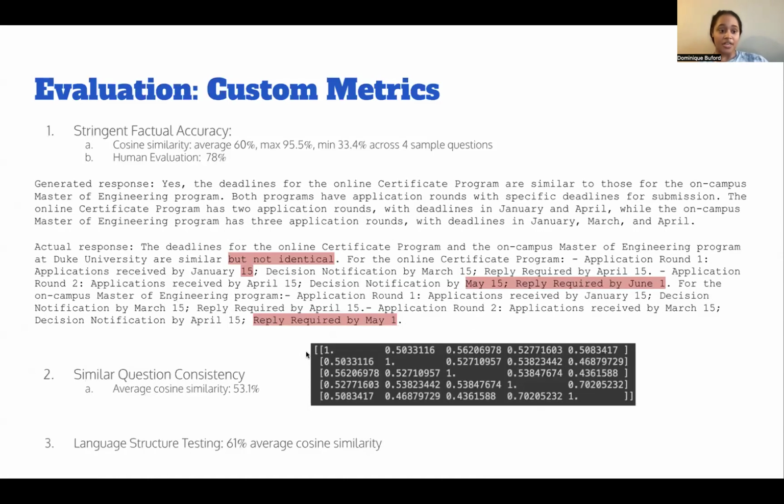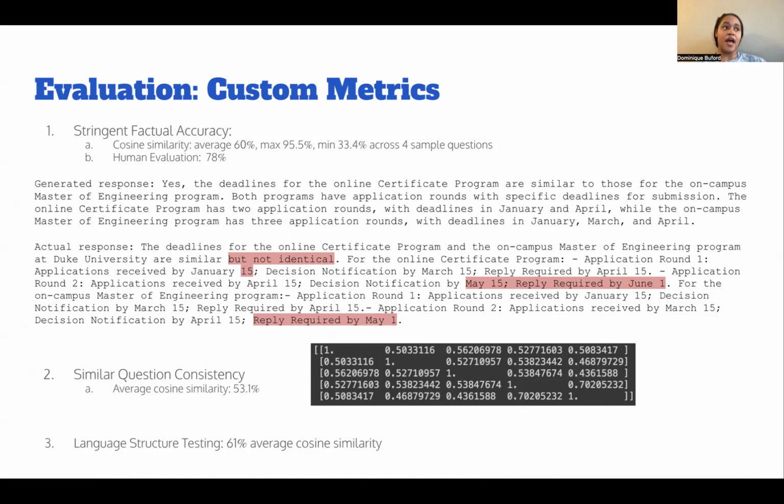So then we also did custom metrics. The first one is stringent factual accuracy. Those are the questions that have specific numbers, yes or no, and they have more requirements. And so we did cosine similarity with an average of 60%. But in addition to cosine similarity, we did human evaluation where we counted how many requirements were in each question, to denote how many requirements in the answer were needed to denote it as a correct answer.